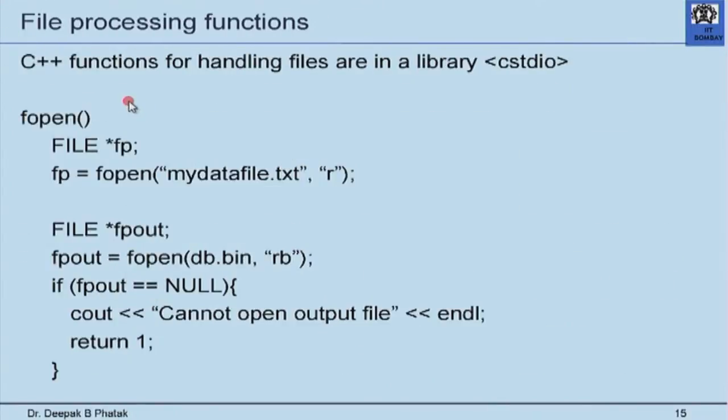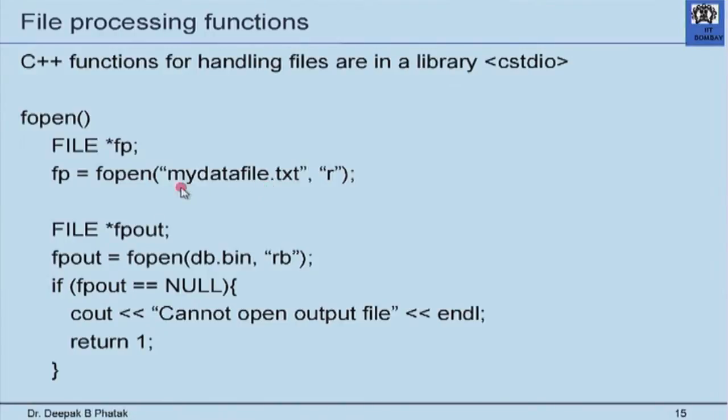These are the functions for handling files, which we call the direct access files or sequential access files. For example, fopen. This command opens a file and it requires the file pointer as a parameter. So if I declare FILE *fp, then a statement of the type fp = fopen followed by parameters which are prescribed as part of fopen.